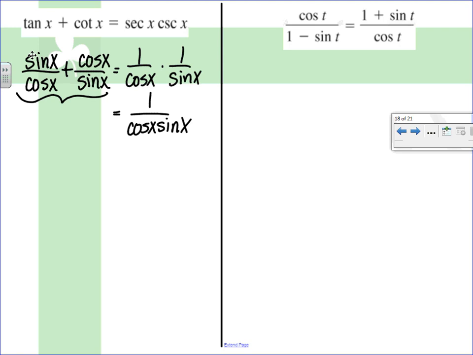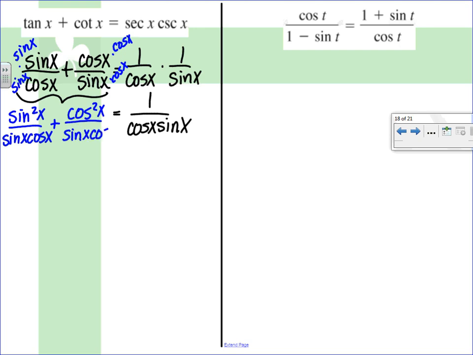It looks like I want cosine times sine. I need both a cosine and a sine here. So I'm going to multiply my first fraction by sine over sine, which remember is just like multiplying it by 1, so it's not changing it. Or multiply the second fraction by cosine over cosine. Again, just like multiplying it by 1. So that's going to give me a numerator of the first one, sine squared, and then denominator sine cosine. The numerator of the second one, cosine squared, and then the denominator sine cosine.